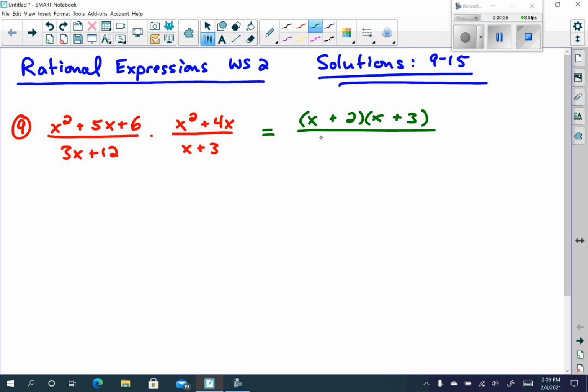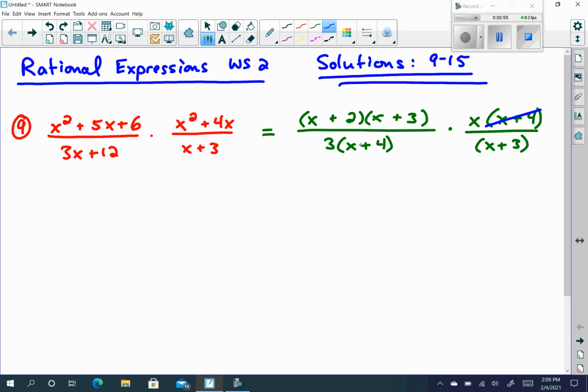In our denominator, there's a GCF of 3. What's left is the quantity x plus 4. There's a GCF of the second numerator. There's an x. What's left? X plus 4. And then I'm just going to keep the second denominator in parentheses. There's nothing to factor. Now we just go through and cross out.